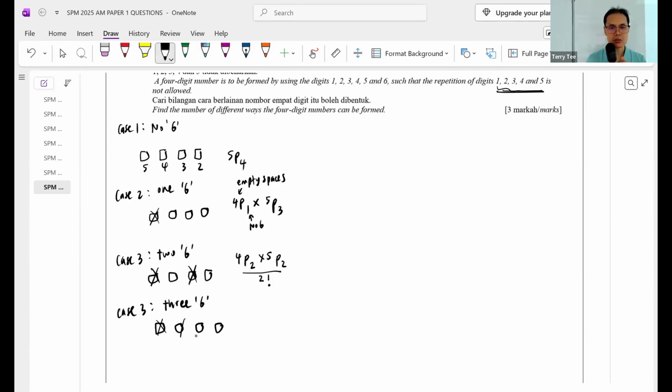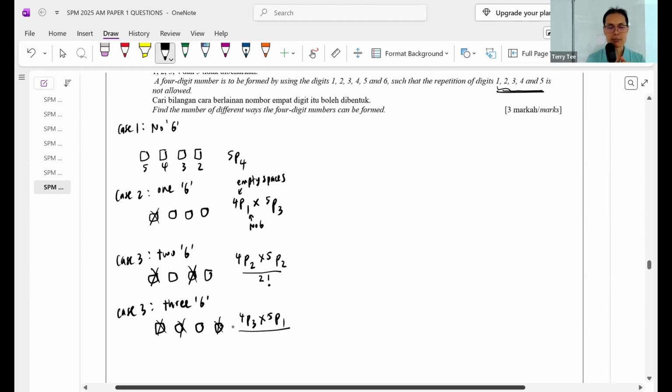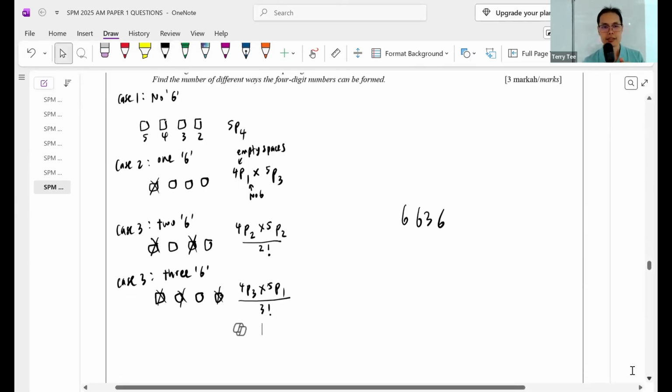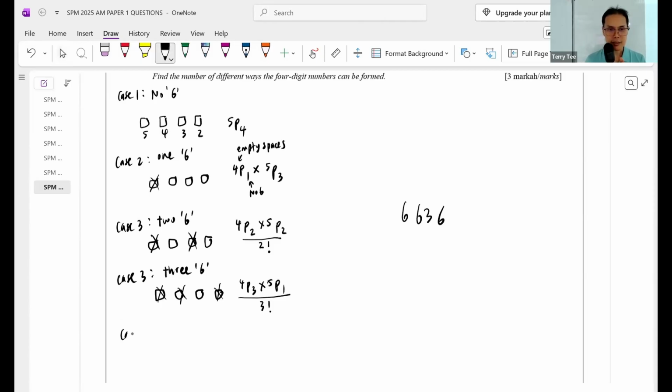So now, 3, 6. You've taken 1, 2, 3, let's say. So 4 empty spaces, take 3, 6. Then remaining 5, arrange 1. But because the 3 are identical, for example, 6, 6, 3, 6, right? So you're going to divide by what? 3 factorial to cancel out, right? All right. Lastly, case number 4.